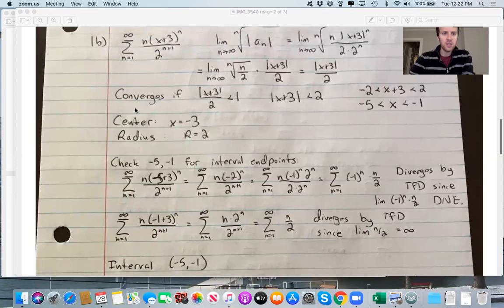Questions about this problem, which has some more going on than the previous one?